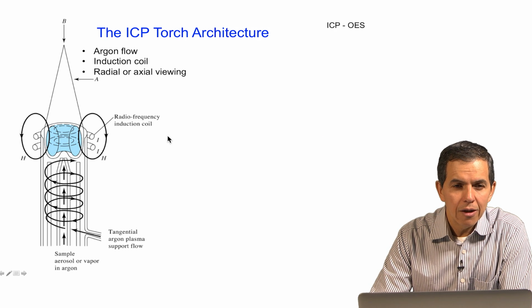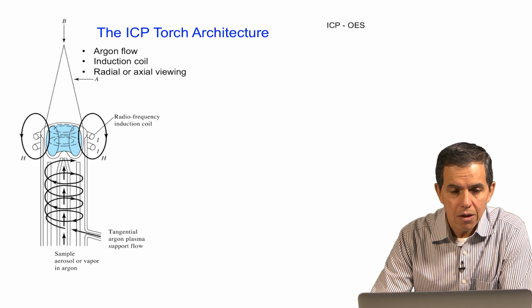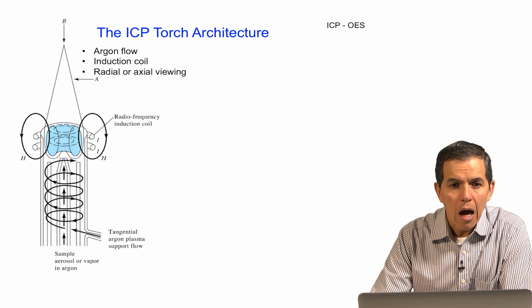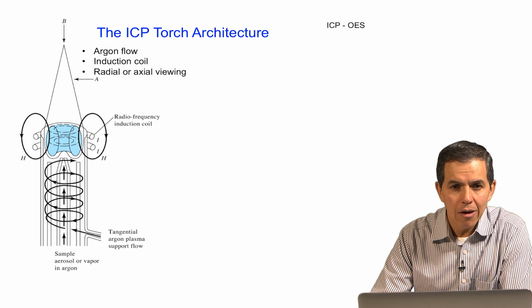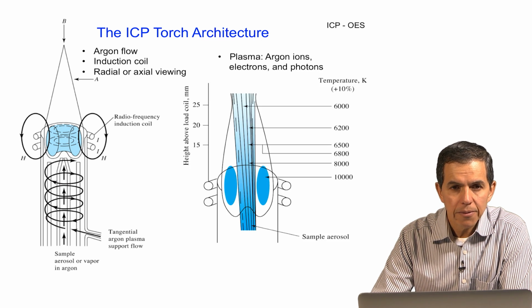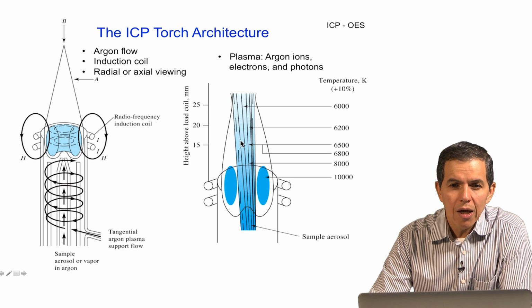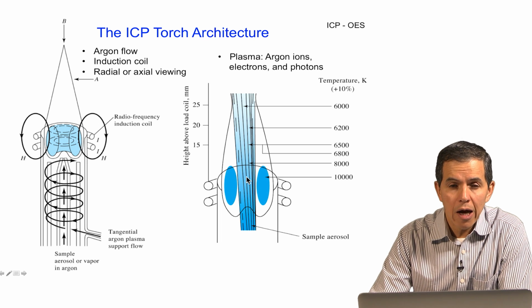Now that we understand that the basic reaction is the production of argon ions, it's important to understand how the resulting temperatures are distributed in the ICP torch. The ICP torch usually has different regions of different temperature. The hottest region is right at the point where the plasma is emitted. Plasma is going to be a combination of argon ions, electrons, and photons. And as we move away from this region, we observe lower and lower temperatures.